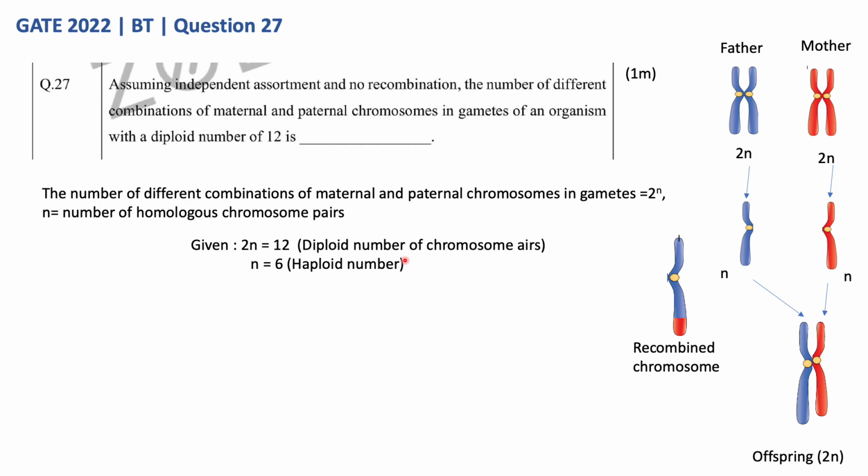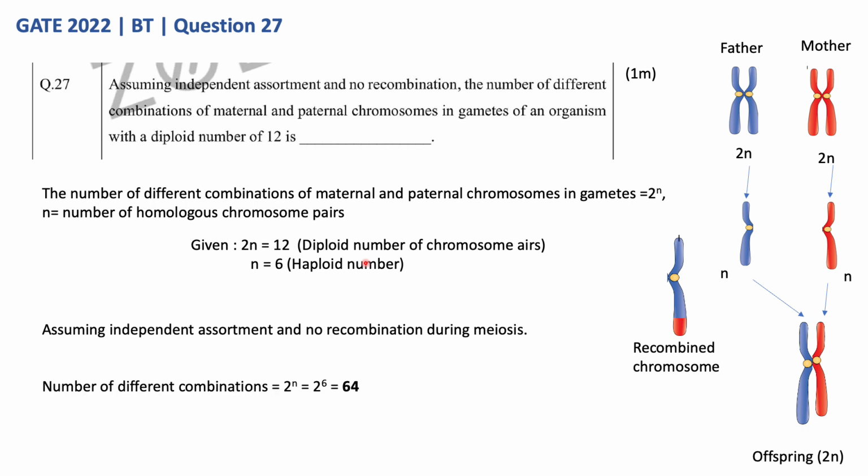So in our question, it's given that the diploid number is 12. So that is 2n is equal to 12. So there are 6 homologous chromosome pairs. That is n is equal to 6. So each pair consists of one chromosome from the mother and one from the father. Hence, the number of different combinations 2 raised to the power n is equal to 2 raised to the power 6, which is equal to 64.